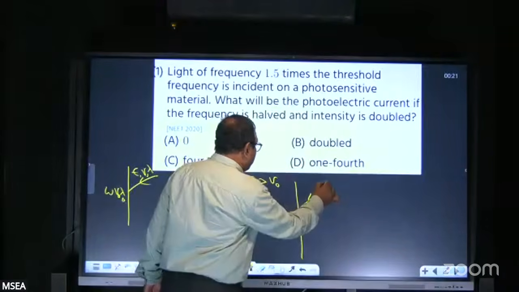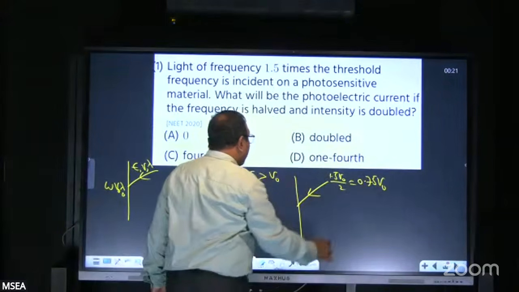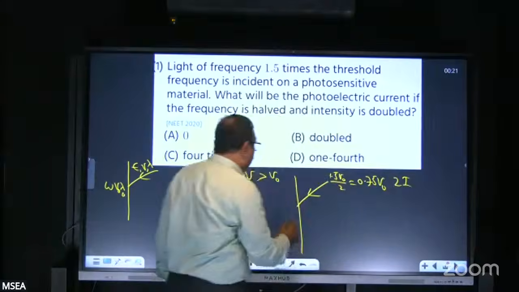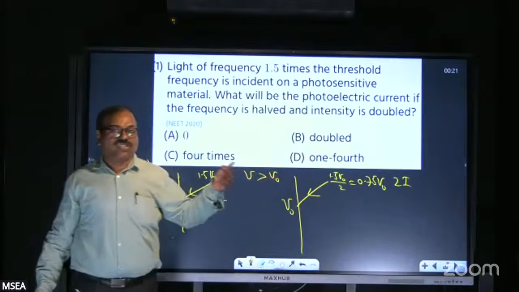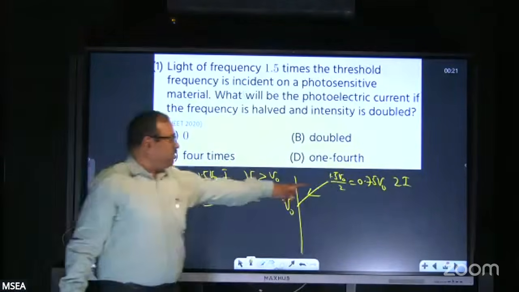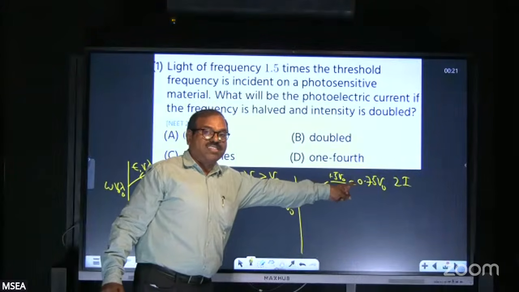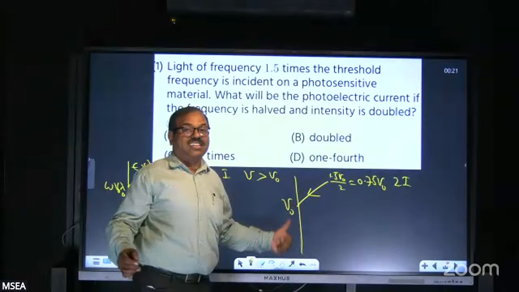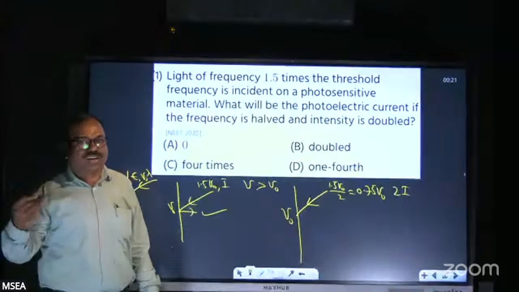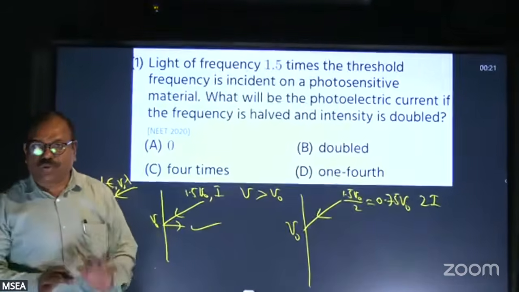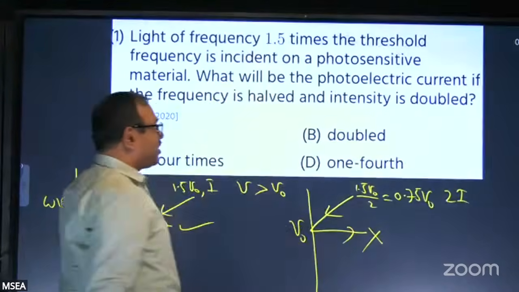So the frequency is halved. Once the frequency is halved, it becomes 0.75 nu naught, and the intensity is doubled. Here nu naught is the threshold frequency. Now in the second case, whenever the frequency is halved, whatever frequency is falling on the metal surface is less than the threshold frequency. Once it is less than the threshold frequency, even though the intensity is doubled or tripled, you won't get the photoelectrons. That's why no photoelectrons come out here.